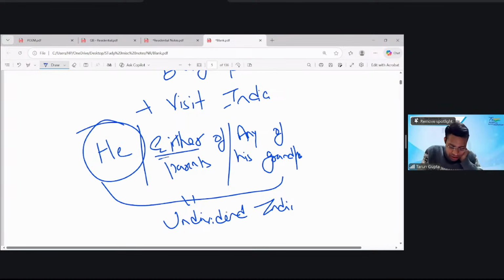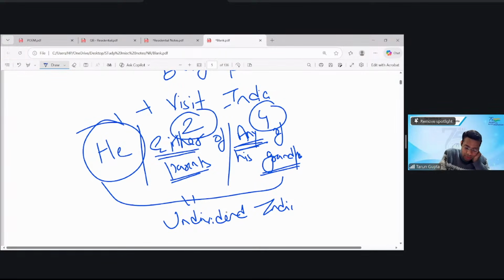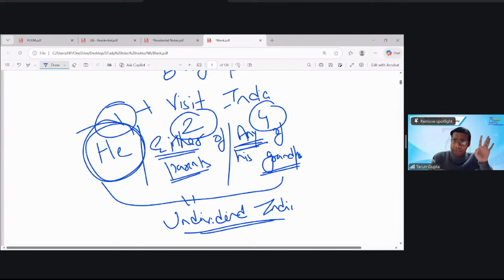If you see, I have used the word either with the parents, any for the grandparents. Why? Either means between the two, so the mother or father. Any means more than two. So for grandparents, it covers the four: the parents of the mother, the maternal grandparents, and also the grandfather and grandmother from the father's side. So there come 4 plus 2 plus 1. Out of these 7, if even a single person was born in undivided India, then the assessee is a person of Indian origin.